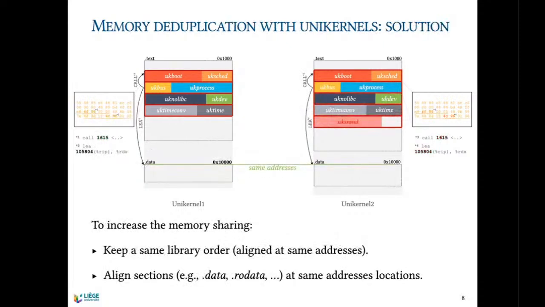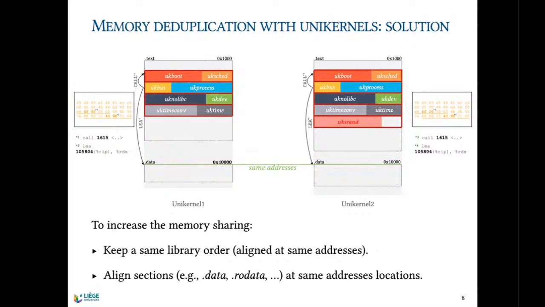To circumvent these two issues, we designed an algorithm that has a global overview of all the microlibs that are used by the different unikernel instances. How this algorithm works is simple. First, it reorders all the microlibs that are not common to all instances by placing them at specific positions. Thanks to that, it avoids the previous issue that we had with the call instructions.